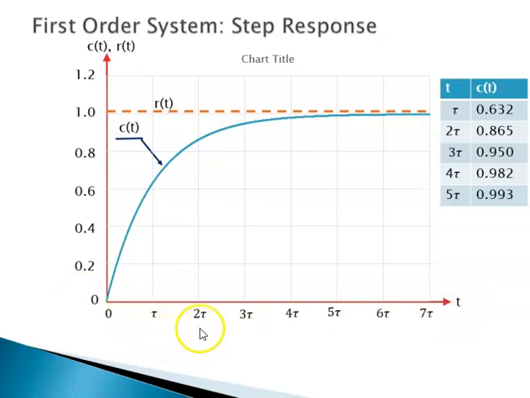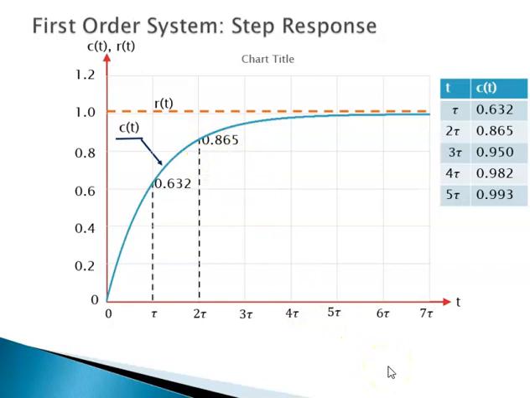After 1 time constant, 2 time constants, and so on. And on the y-axis, we show both output as well as the input. Input is staying constant at 1, whereas the output is rising. How it rises, we have shown in the table here, and also we'll show on the graph. At 1 time constant, it is 0.632, that is 63.2% of the input.